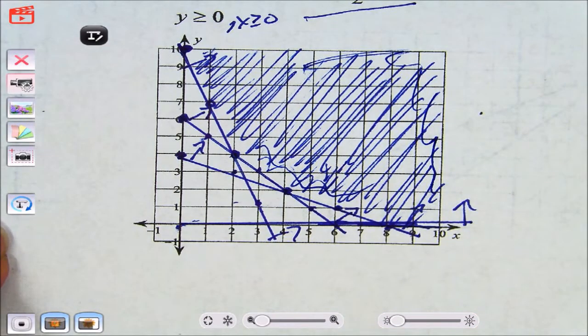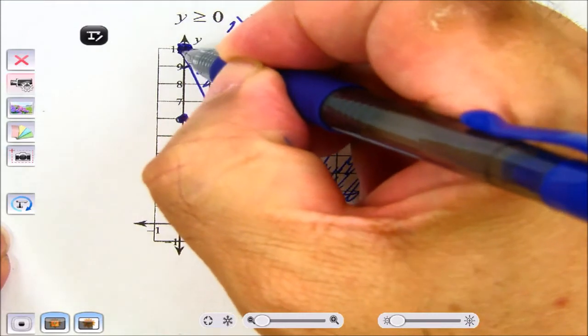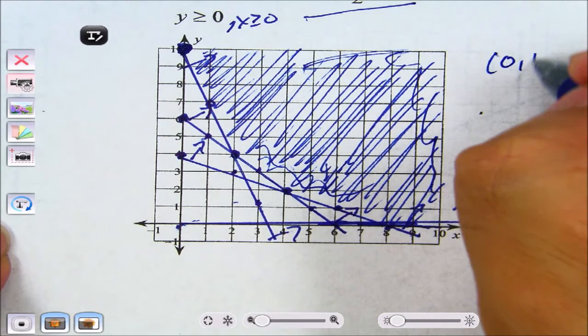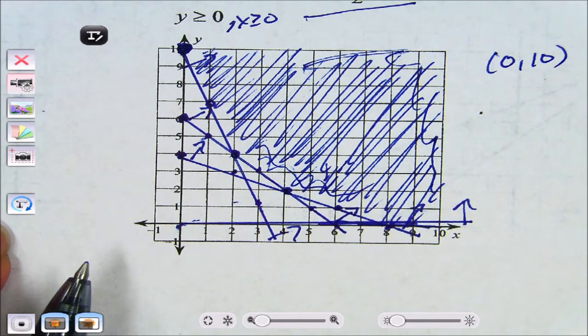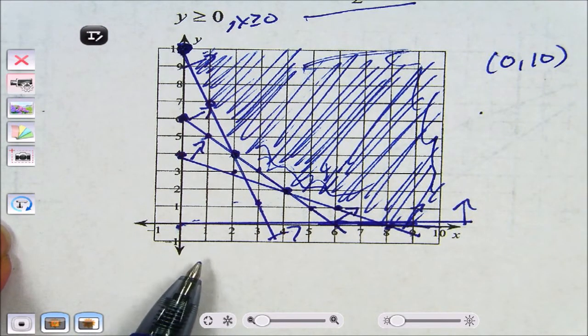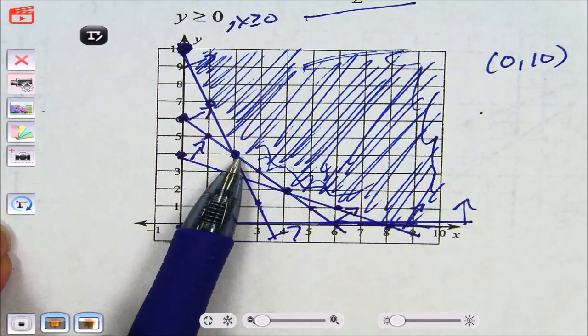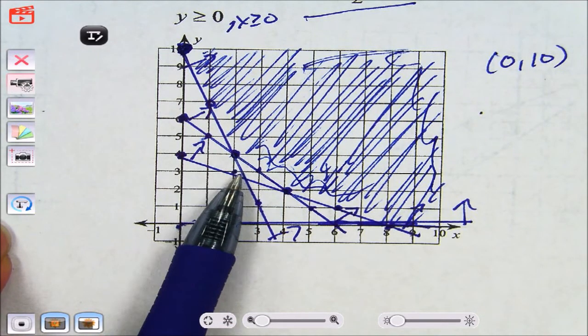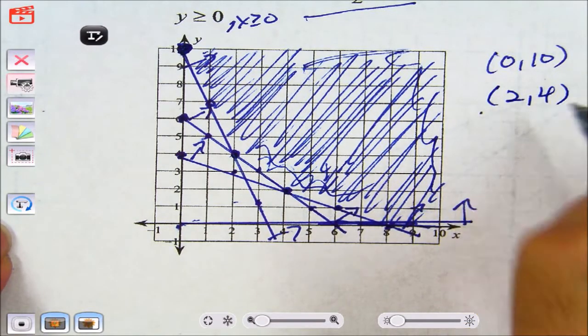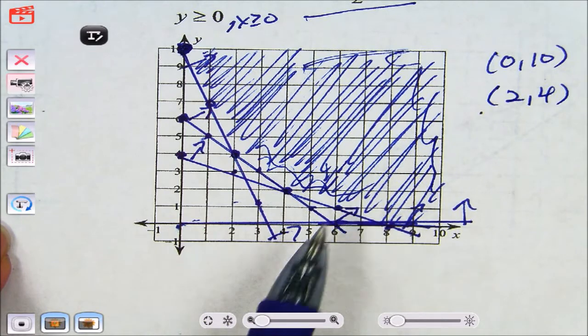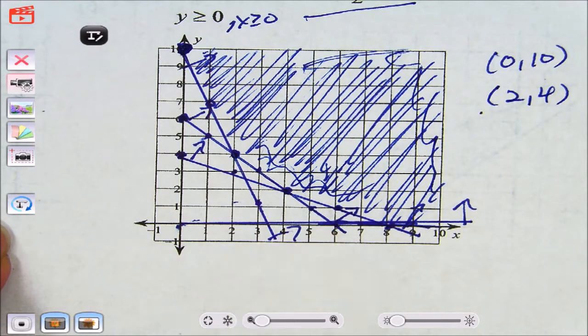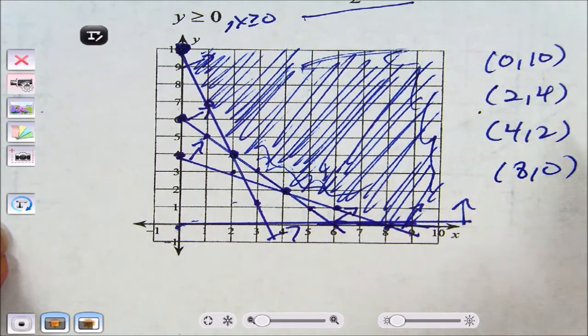Now, let's find the vertices. Let's start with the top left. There's a vertex right there: (0, 10). Where is the next vertex? I know it's really confusing with this. That's a dot, but that's not a vertex. The next one is here: (2, 4). Look for the intersection. And where is the next intersection that's next to the shaded part? (4, 2). And where's the next one? There's one more: (8, 0). Very good. So that's what you do for this.